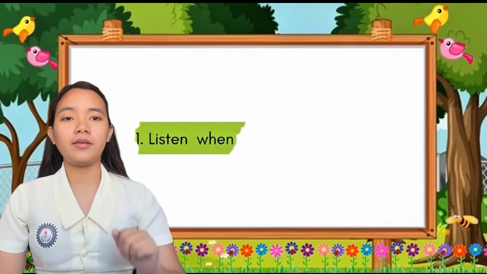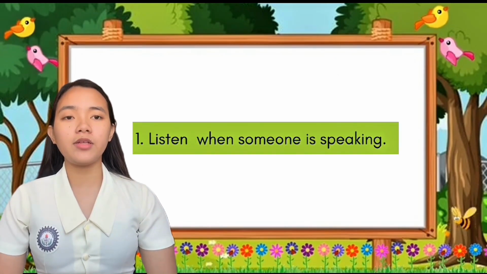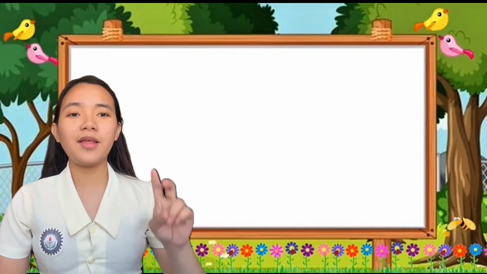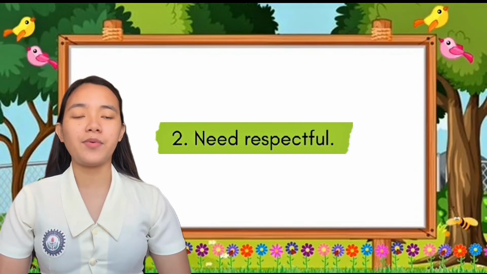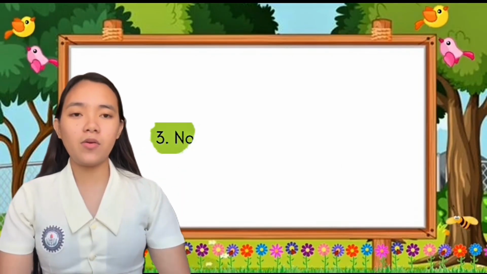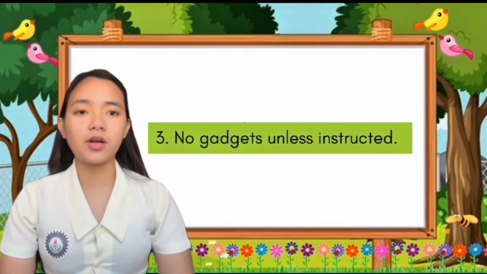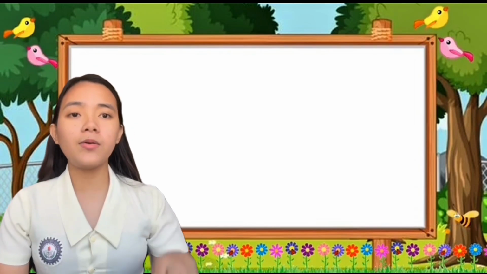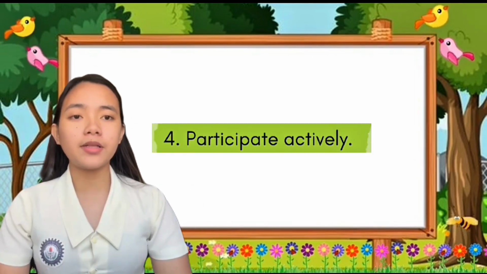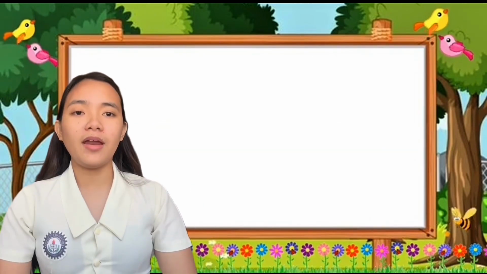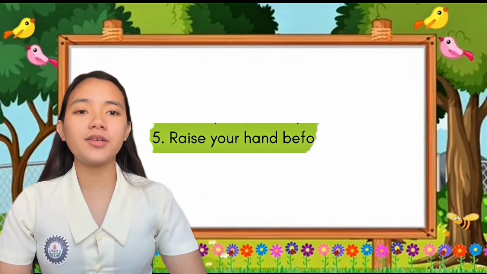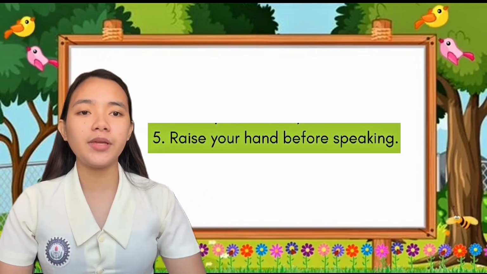Rule number 1. Listen when someone is speaking. Rule number 2. Be respectful. Rule number 3. No gadget unless it is instructed. Rule number 4. Participate actively. And rule number 5. Raise your hand before speaking. Did you get it, class?